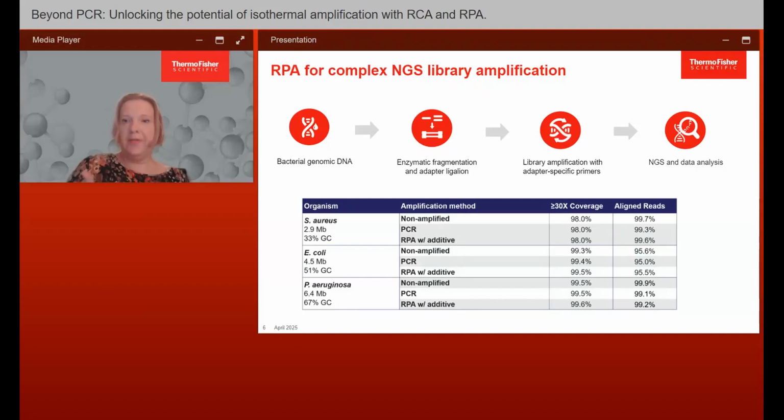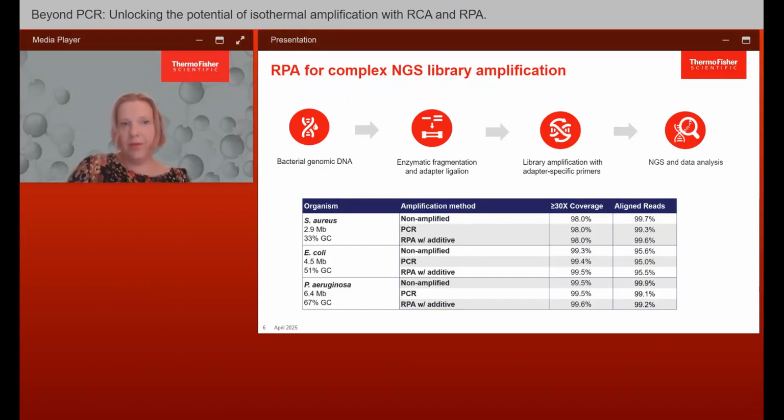And after sequencing, we compared the data obtained after PCR, after RPA, and without any type of amplification, which is the gold standard in such experiments because it's not amplified genome.